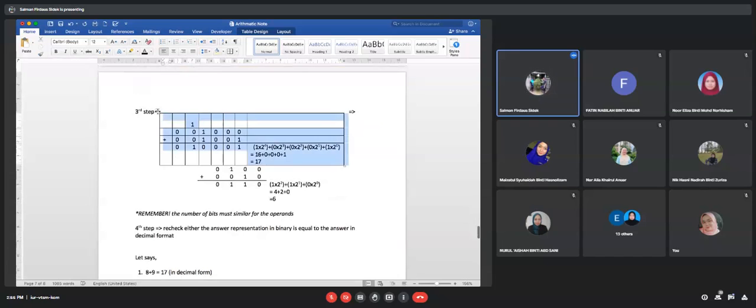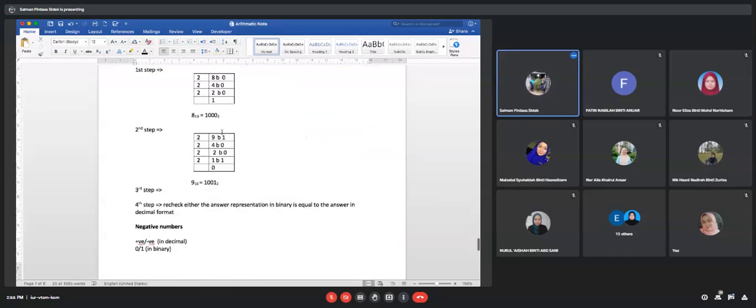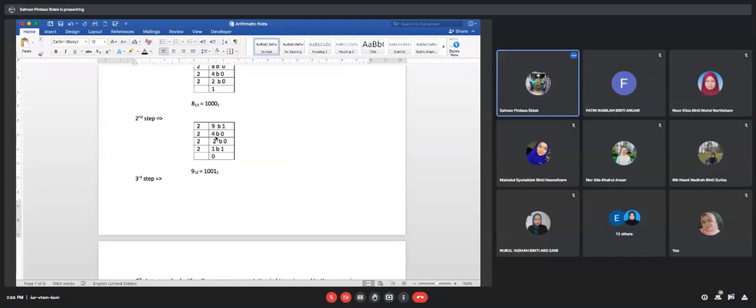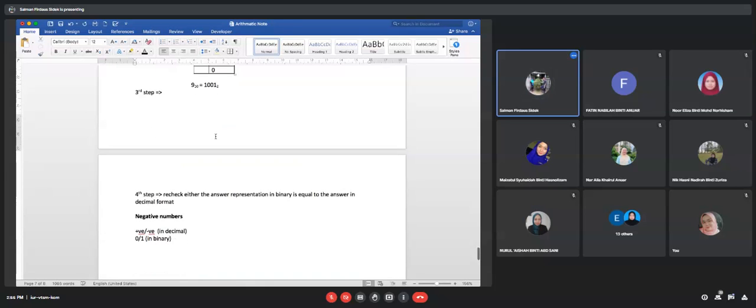Kenapa kat sini pula ni? Masya Allah. Mana dia?